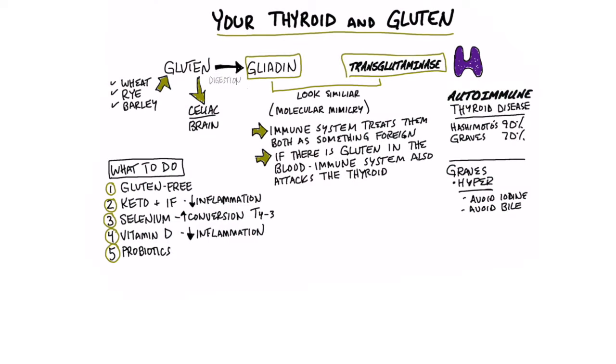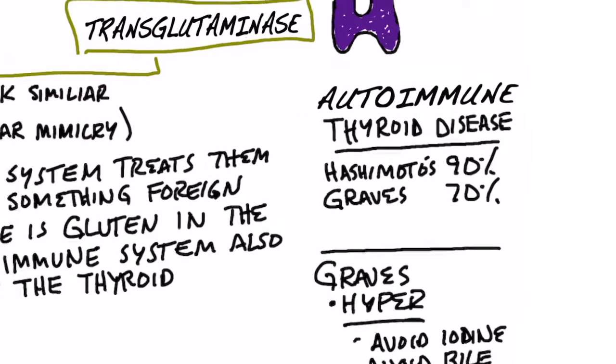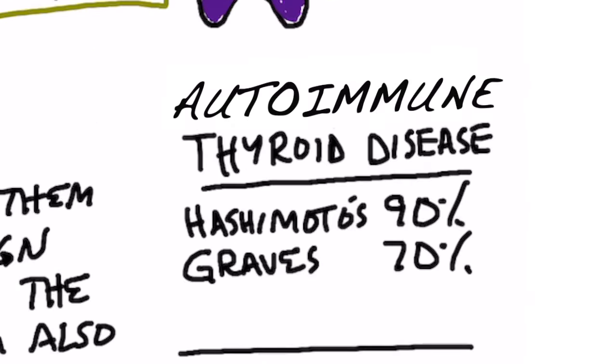Now, if you have a thyroid problem, this video is going to be very, very important to you. The first thing you need to know is that most thyroid conditions, both hyper and hypo, involve autoimmune thyroid disease. In other words, 90% of hypothyroid conditions are an autoimmune condition called Hashimoto's. And 70% of the hyperthyroid conditions are Graves' disease, which is another autoimmune disease.